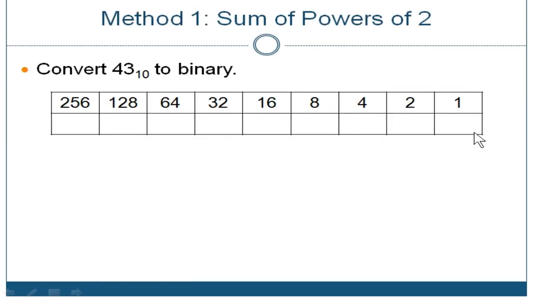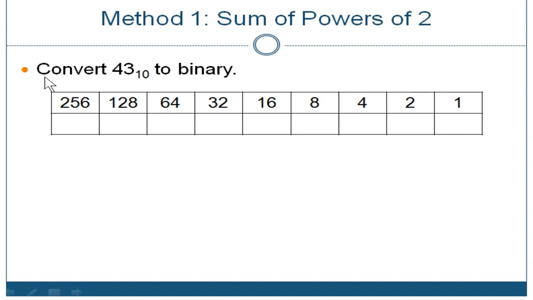First, the method you are going to see is sum of powers of 2. We'll take an example here: convert 43 base 10 to binary. Here you can see that 43 is a decimal number because the base 10 indicates it is a decimal number.